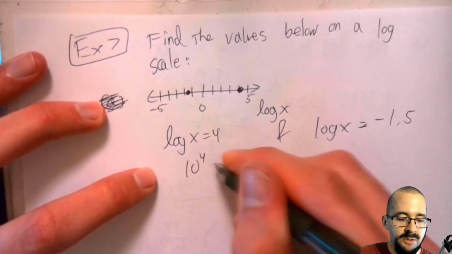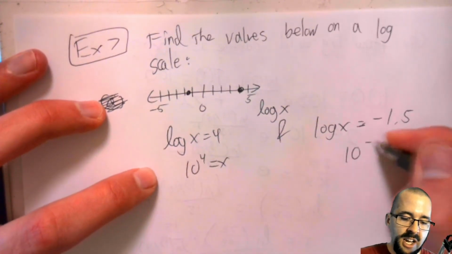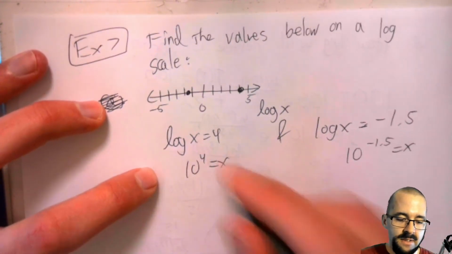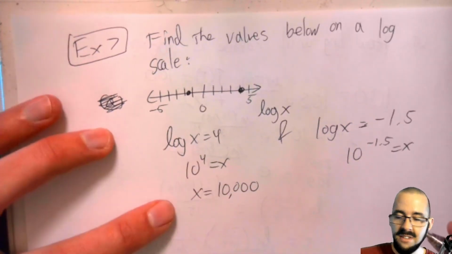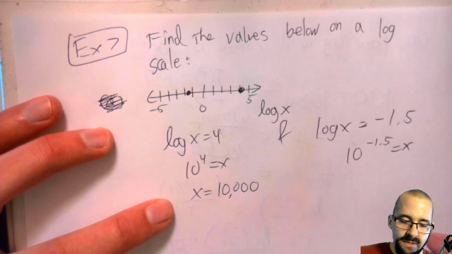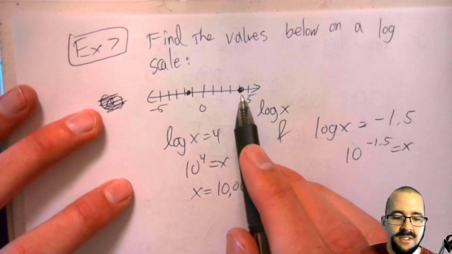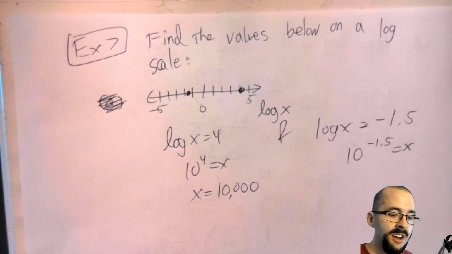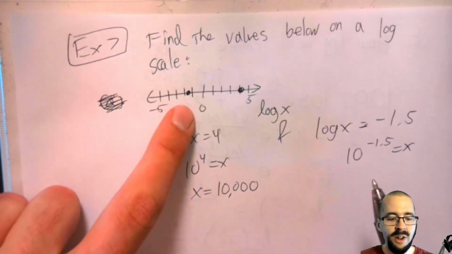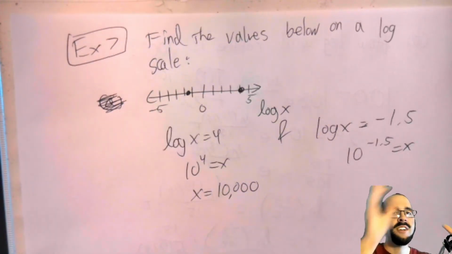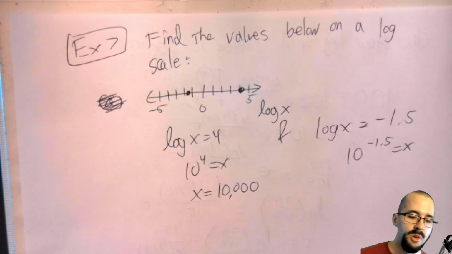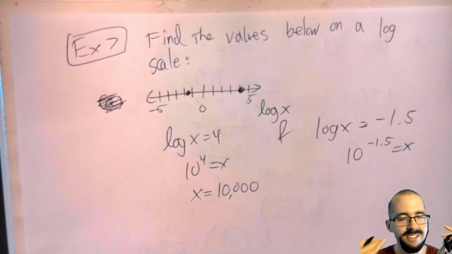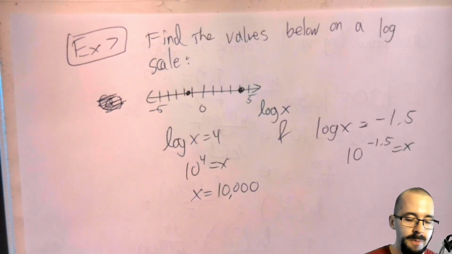It becomes 10 to the 4th power equals x. It becomes 10 to the negative 1.5 equals x. 10 to the 4th, that's 10,000. So this point over here is 10,000. Which, if you try to graph 10,000 on a normal number line at the same time as you try to graph this other number, you're not going to be able to read the data. Which is one of the advantages of using a log scale, is it makes your data more readable. Again, provided there's this base understanding of how log scales work.